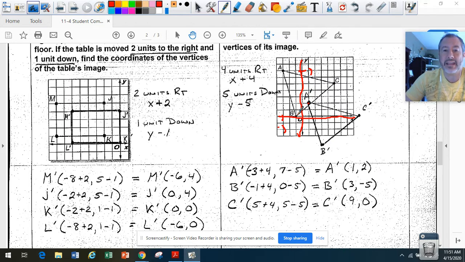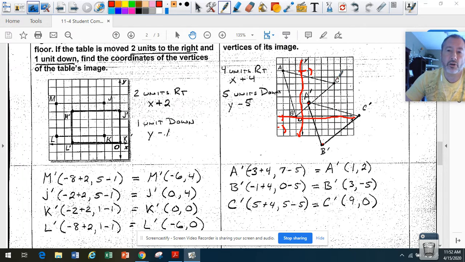Now B is located at -1 for the x and 0 for the y. That's the original for B. Now let's move it to the right 4 places: -1 plus 4 is 3. And if I'm at 0 and I'm moving it down 5, 0 minus 5 is -5. So B prime is located at (3, -5). Now, -5 isn't shown down here, so get an approximate of where you think -5 is on the y-axis and plot your (3, -5).